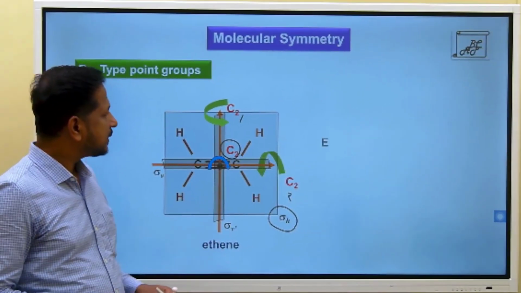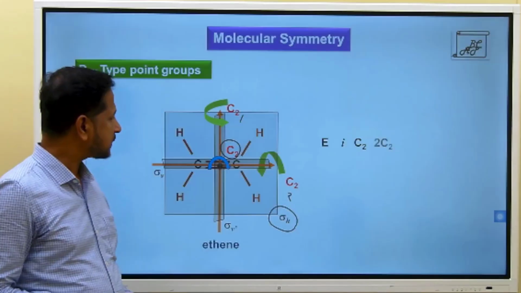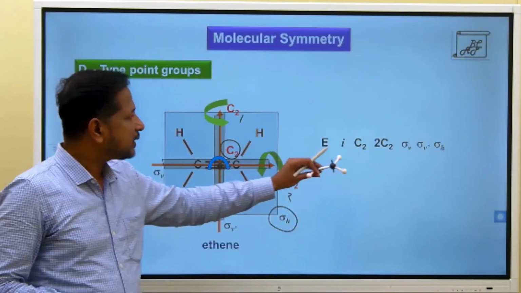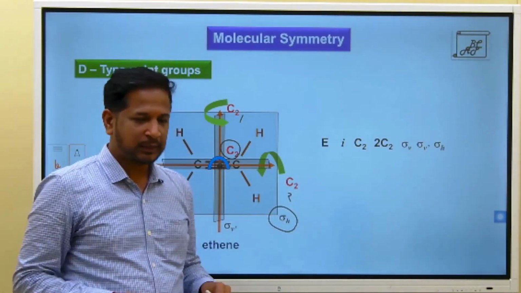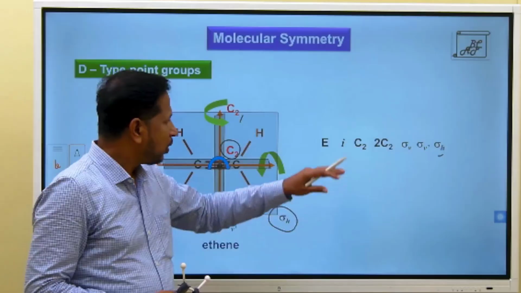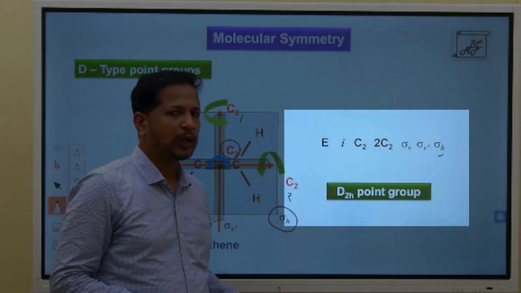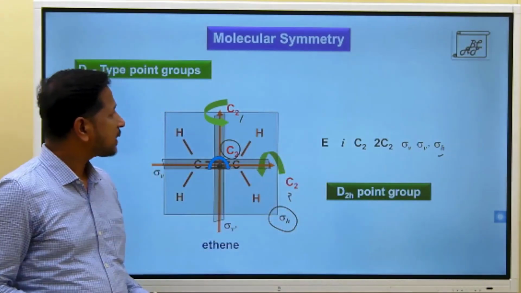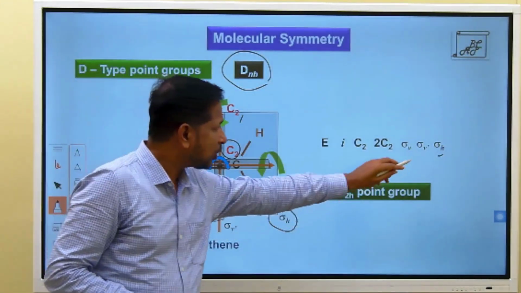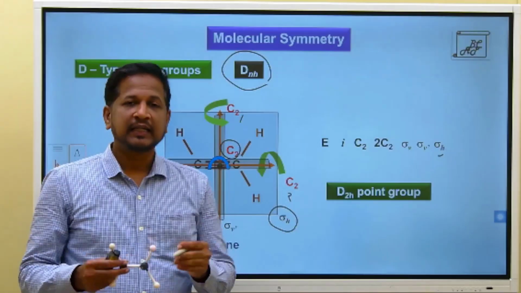So to summarize, this molecule contains the identity element. Then there is an inversion center at the center. Then there is a C2 which we have considered as the principal rotational axis, and there are two C2 axes perpendicular to the principal rotational axis. There are two vertical planes, and there is a horizontal plane. So if you collect all these symmetry operations, the point group of the molecule is the D2h point group. Such types of molecules are classified as Dnh type, that is, they contain a horizontal plane in addition to the vertical planes. So these types of molecules are classified as the Dnh point group.